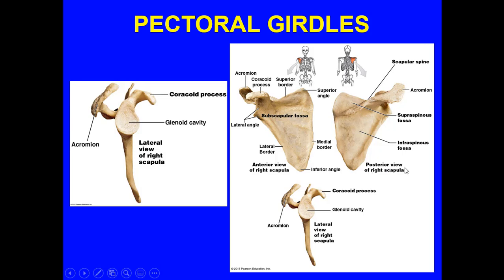Let's go to the posterior side. And that is if you're looking from the back. And you can see here this scapular spine, the acromion, the supraspinous fossa, okay? The infraspinous fossa, okay?